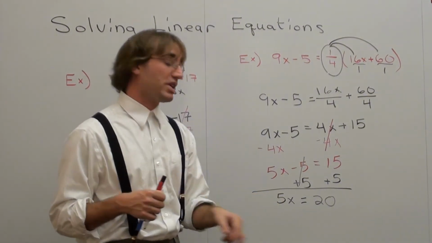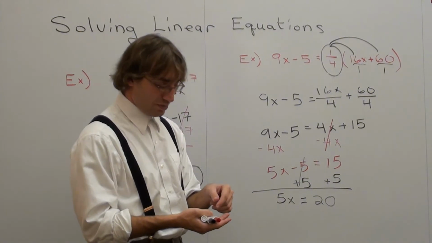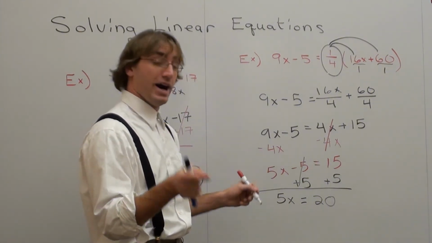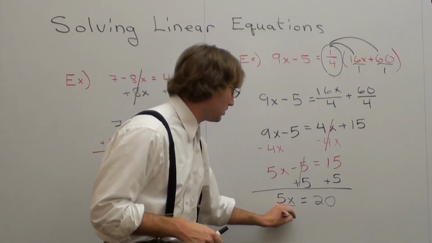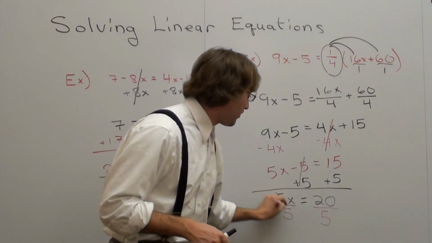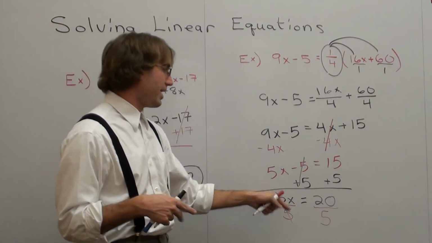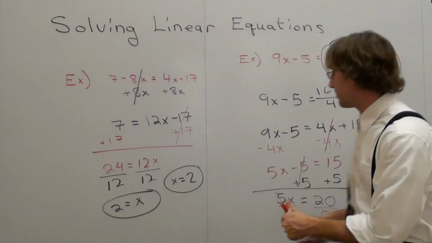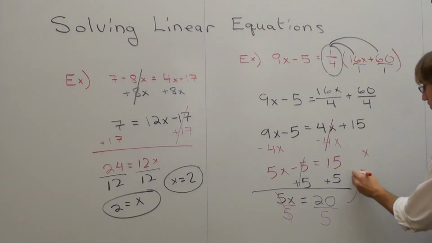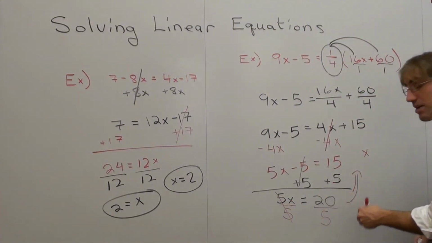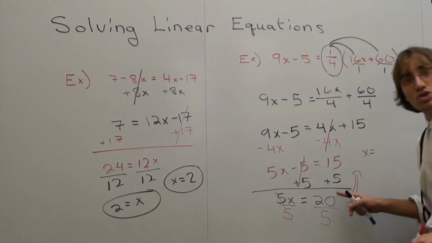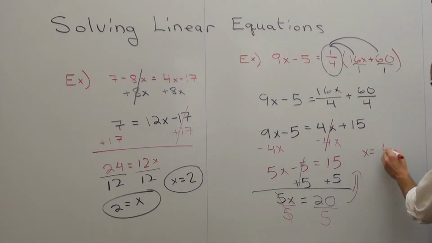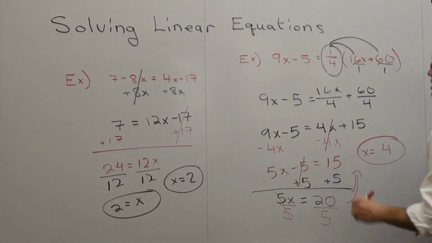How do I get rid of multiplication in between a number and a variable, or a coefficient and a variable? I divide. 5 divided by 5 is 1, which is 1x, or just x. I'm going to move this over here. And 20 divided by 5, that's not 20 subtracted 5, it's 20 divided by 5 equals 4.